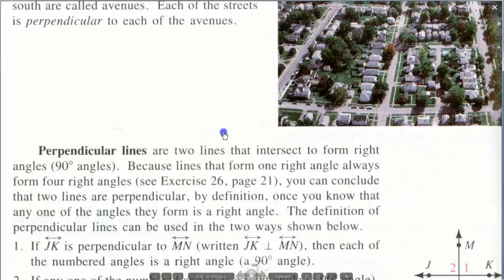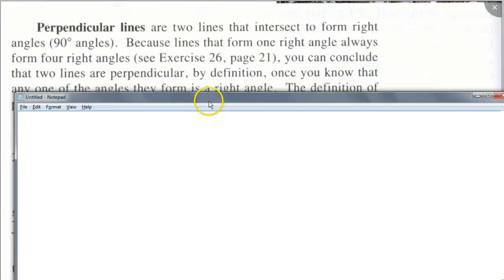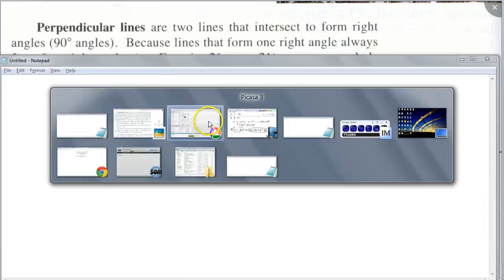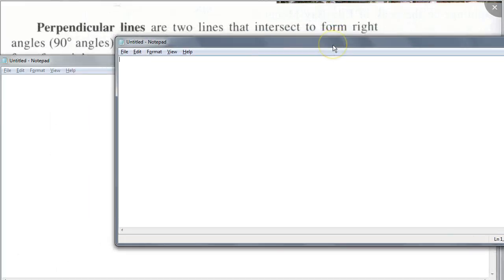Okay, so you're right. So here is a definition of perpendicular. Just the definition, right here. Two lines that intersect to form right angles. That's exactly what you said, but they said it a little bit differently, but that's fine. So that's the definition. Write it down. This is important.